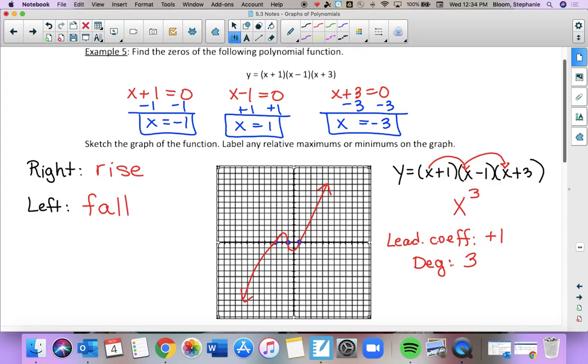So we don't care what's happening in between. I don't care how high you go or how low you go, as long as your end behavior is correct. Now, let's label our relative max or mins. So how many do we have in this case? We have 2. So I have 1 here, right? What would that be called? Is that high or low? High, so that's a max. Is it an absolute max or a relative max? It's relative.